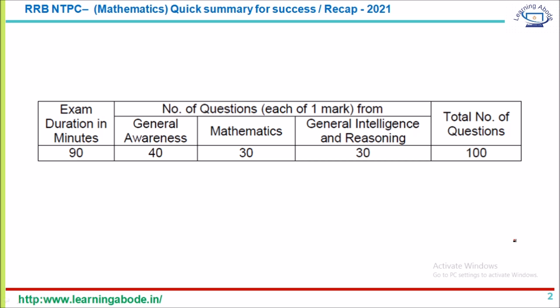So as I said in my reasoning video, there are 100 questions in total, mathematics 30 questions, and you have a negative mark of 0.33 for the wrong answers, and 1 mark for every right answer. These are the basic things to remember: 1 mark for a right answer and a negative mark of minus 1/3 for a wrong one.